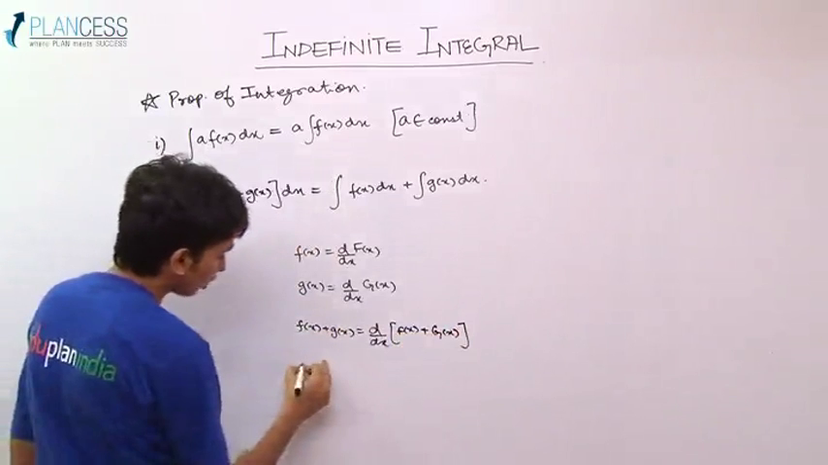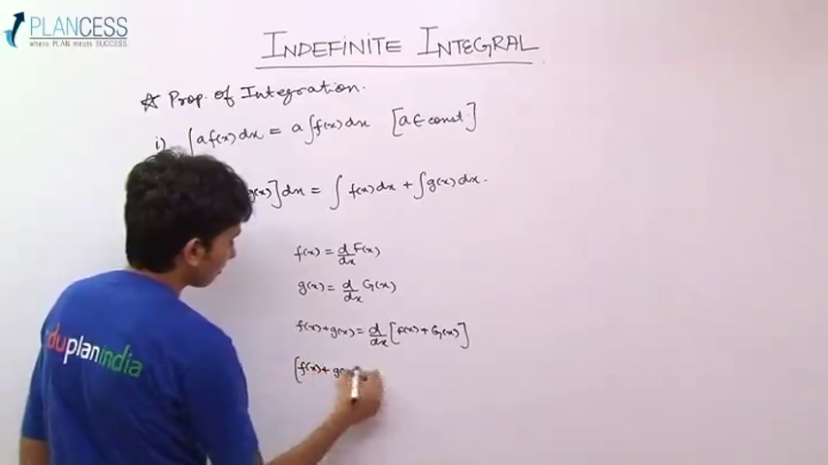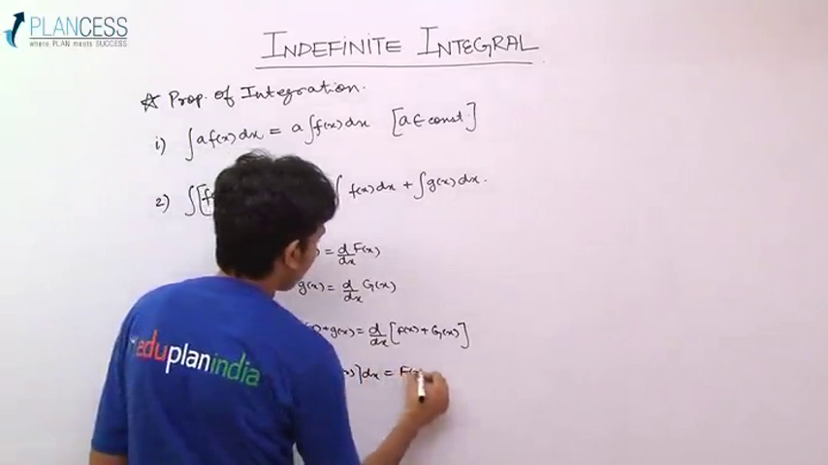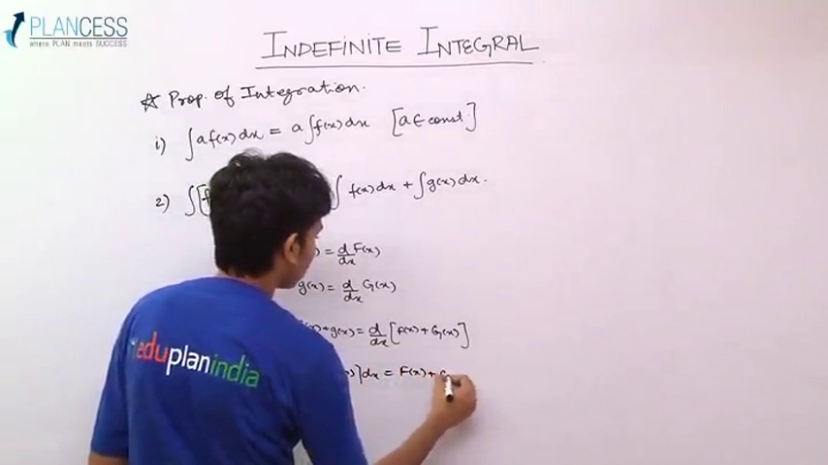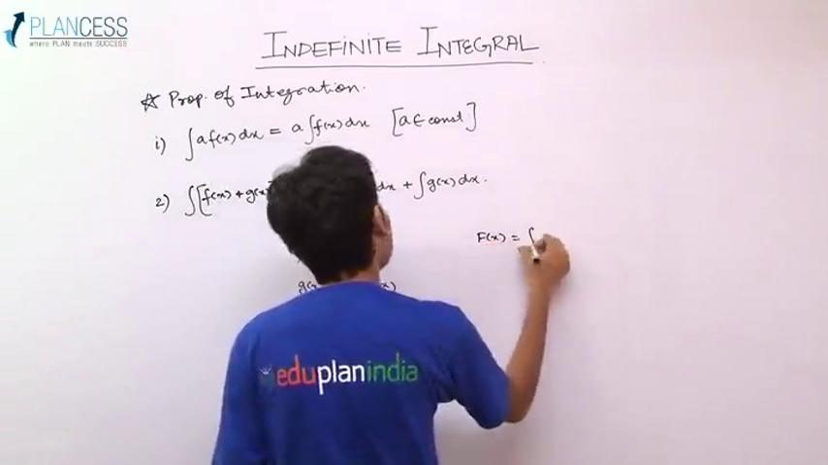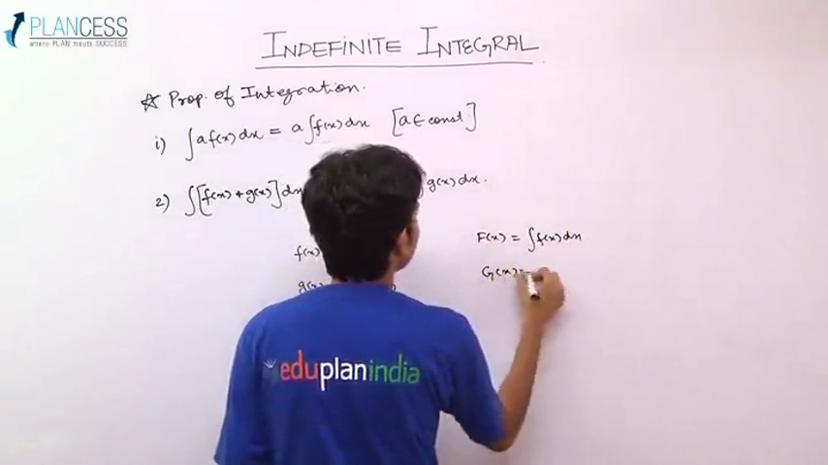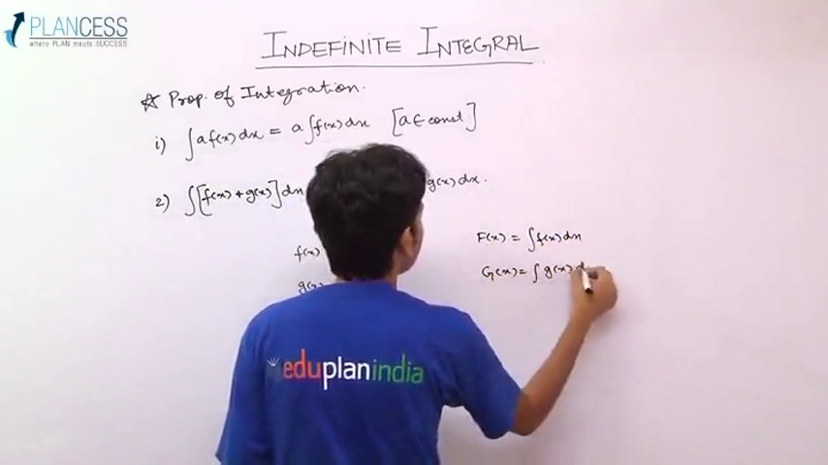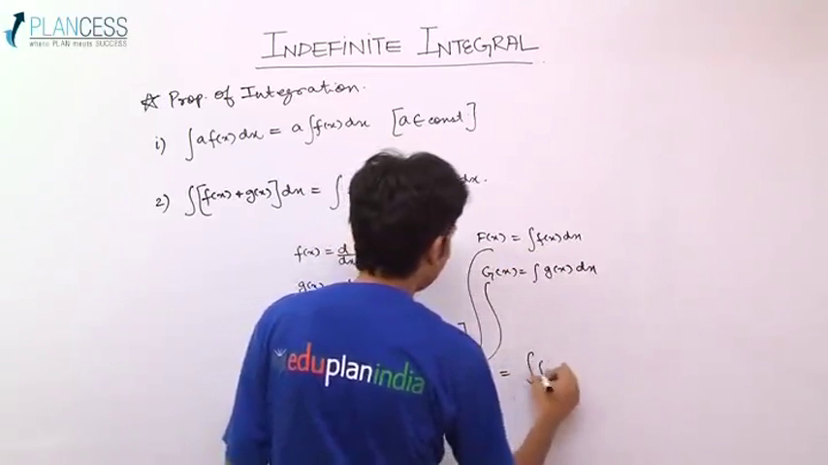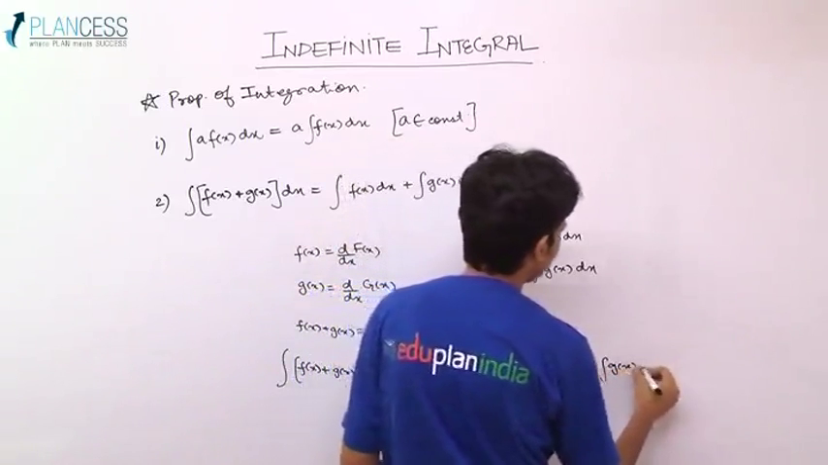So now taking integration on both sides, I have the integral of f(x) plus g(x) dx is nothing but capital F(x) plus capital G(x). But what was capital F(x)? Capital F(x) was the integral of small f(x) dx, and again capital G(x) was the same thing with respect to small g(x) dx, and putting these values here I'll get this as the integral of f(x) dx plus the integral of g(x) dx.